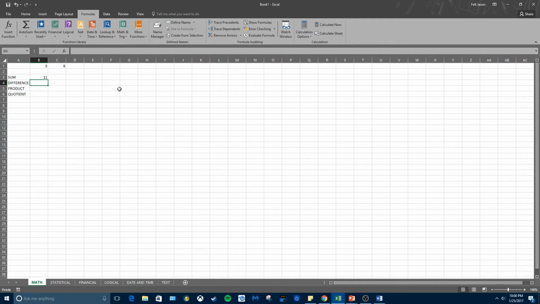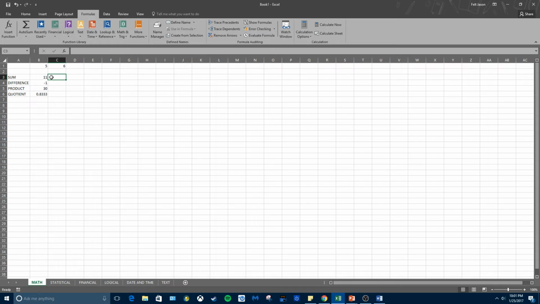The difference: equal B1 minus C1. That's the difference, -1, because I subtracted. The product: equal B1 times, we'll use the little asterisk, which is shift 8, C1. That gives you 30. Then for the quotient, equal B5 / C1, which will give me 0.83. So what I did is I just used formulas.